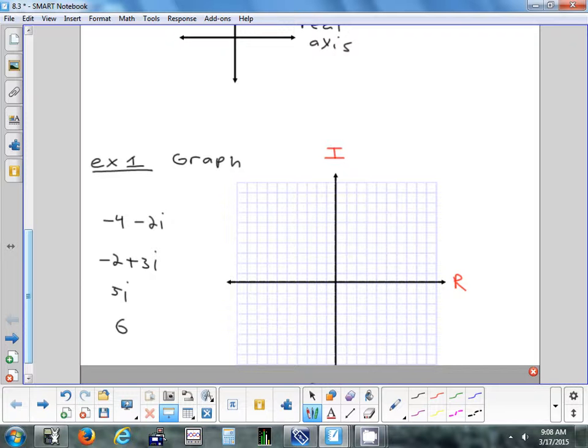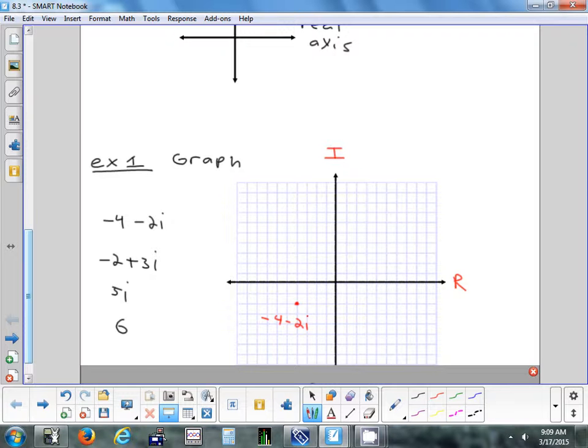Yeah, Marina? So you would start on your real axis and you would go 4 units to the left. Okay, so 4 units left, yep. And then you would go 2 units down on your imaginary axis. And then 2 units down. Okay, so that's the point -4 minus 2i. It's like graphing -4 and -2.